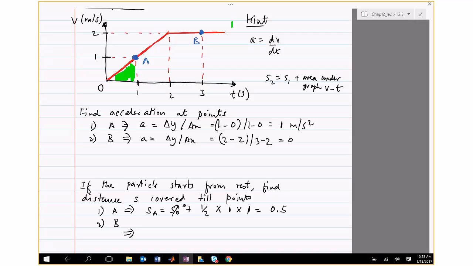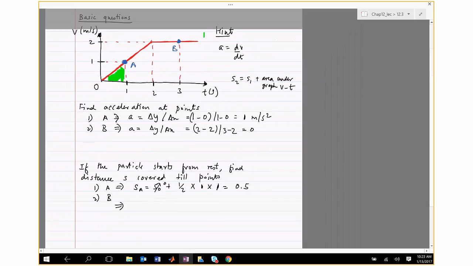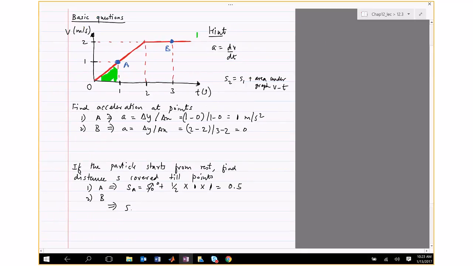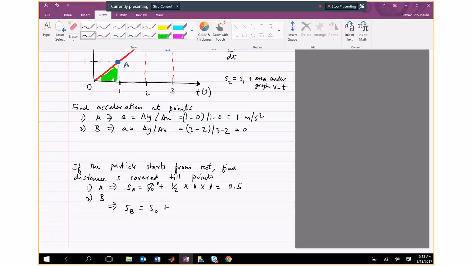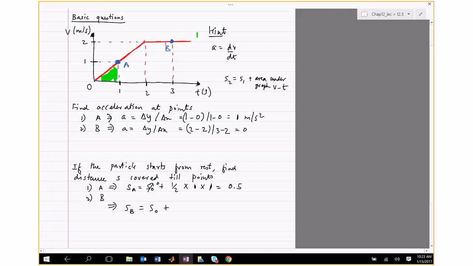Everybody's convinced it's 4. Okay, I didn't solve this. Let's try to get the distance covered till point B. So SB is S0 plus the area under the plot. The area under the plot is the area all the way from 0 to the point B. So in this case, I'm going to show the area. This is the area all the way till here.